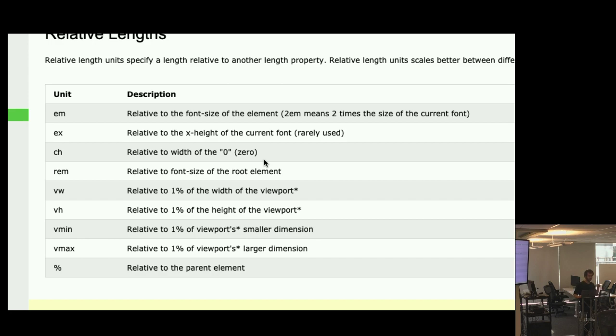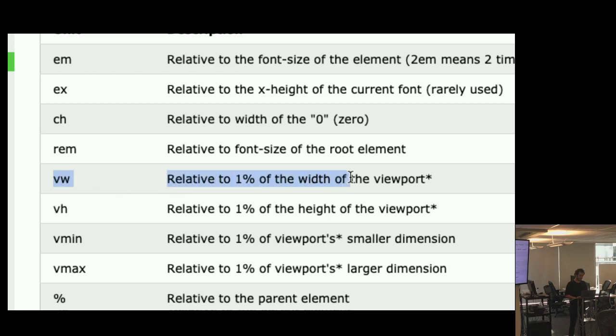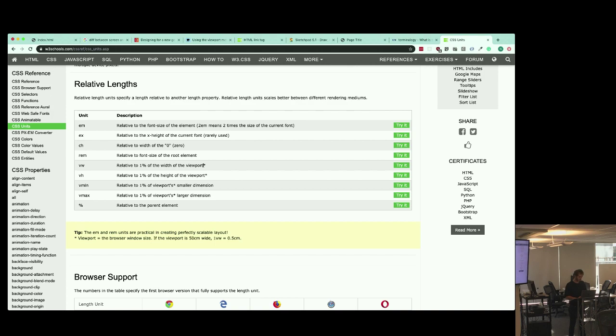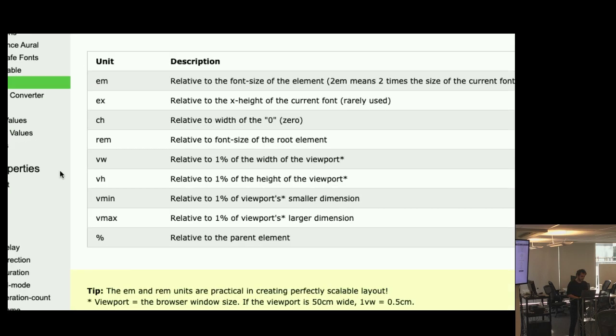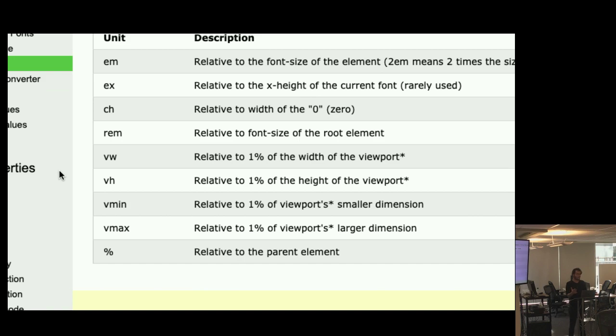If you want to play around with that, there's other ones though. VH is relative to 1% of the width of the viewport. Sort of similar to the percentage, but instead this is going to be viewport width. So 1 VW is going to be like 1% in width.